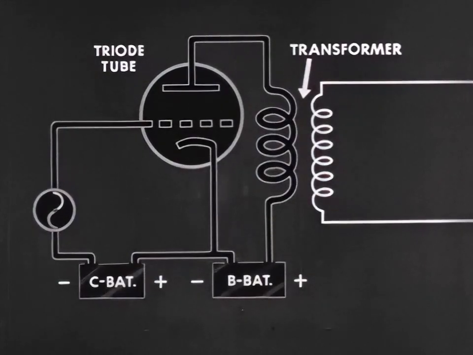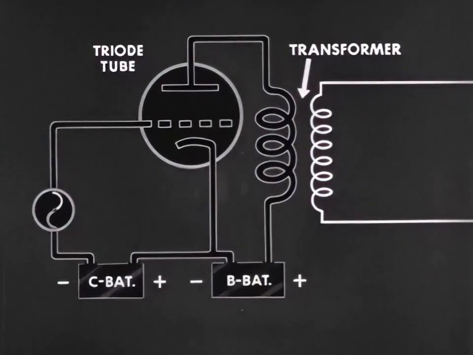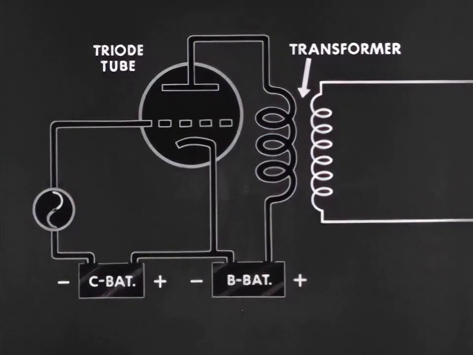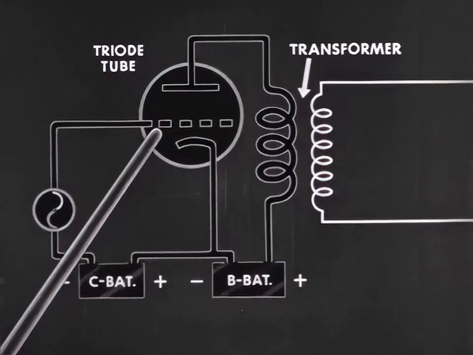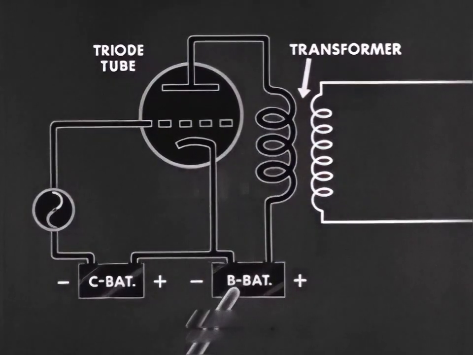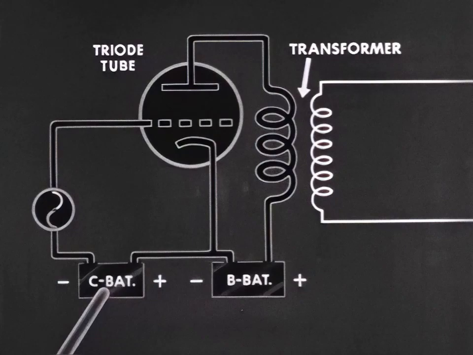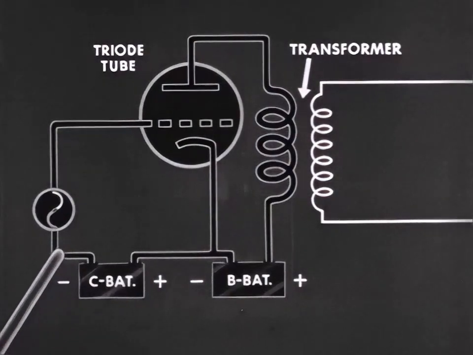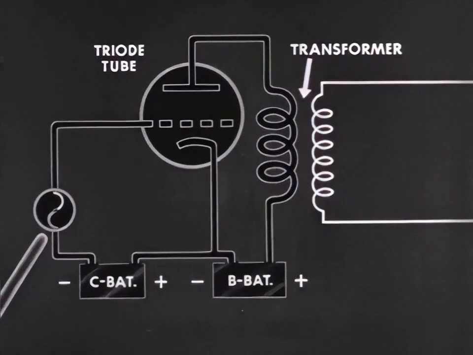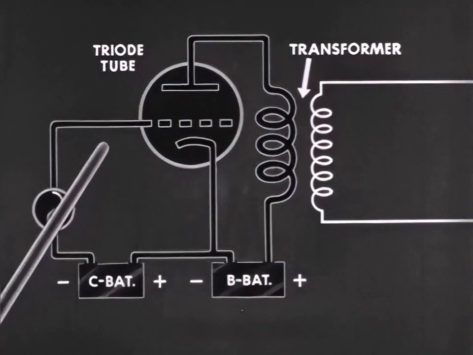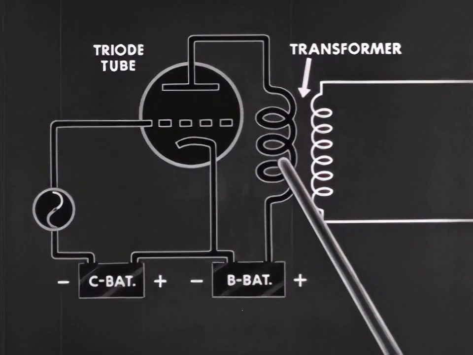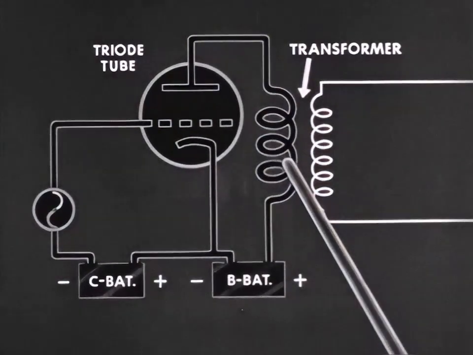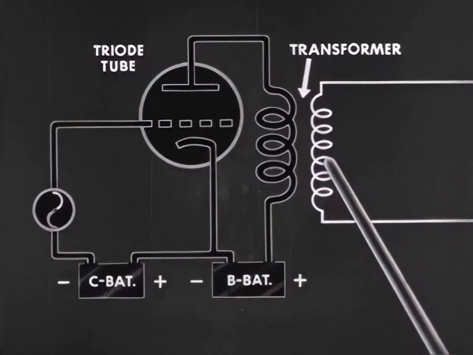By hooking a transformer to a triode tube circuit, energy may be transferred to another circuit. The tube is connected to a B battery, a C battery, and an alternator. The alternator varies the voltage to the grid. The plate current passing through the primary of the transformer induces a corresponding current in the secondary of the transformer.